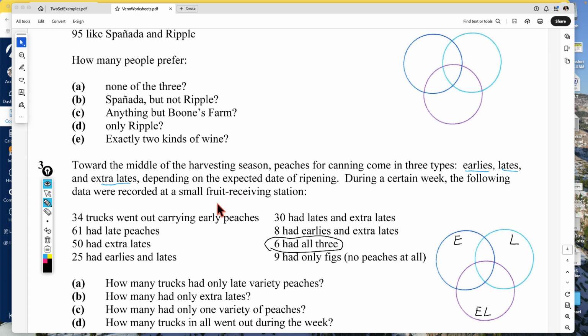Okay, where does that go? In the middle. Here's this intersection of all 3. There were 6 trucks that had earlies, lates, and extra lates on its docket. The next thing you want to do is go to the ones that have only 2, not all 3. And so earlies and lates, earlies and extra lates. Well, actually, the other thing, remember, there's this thing out here.